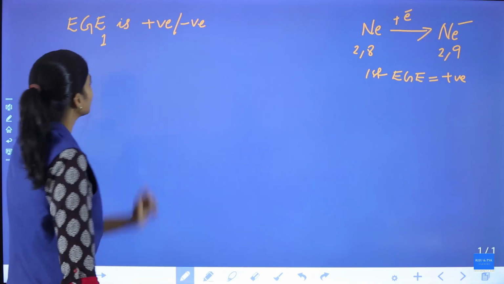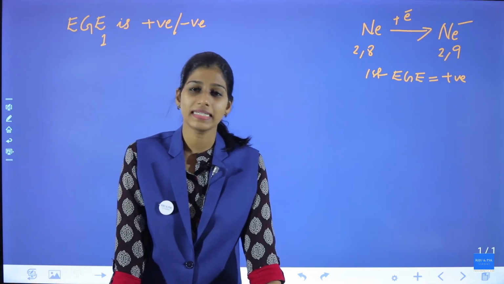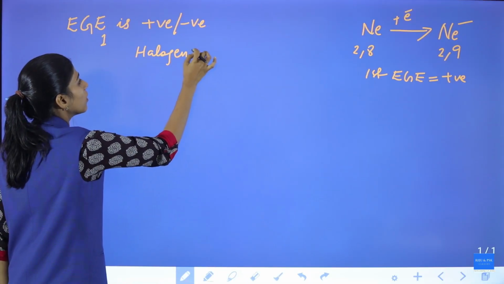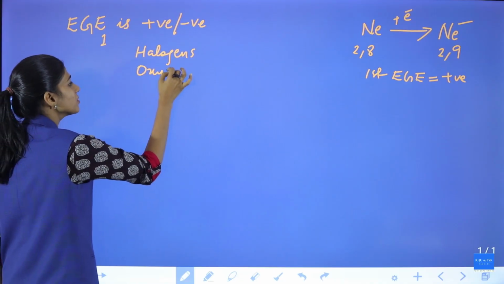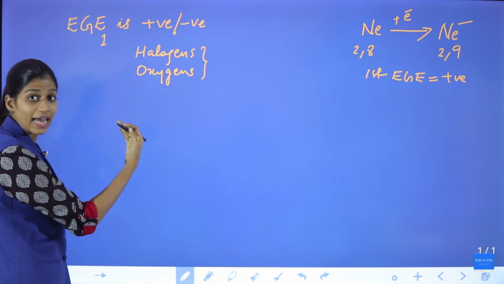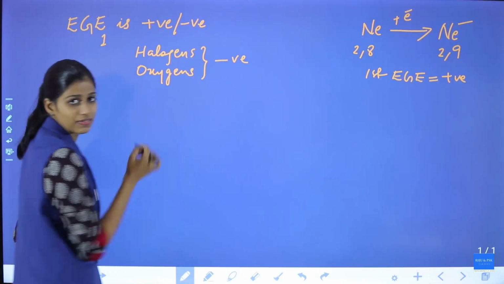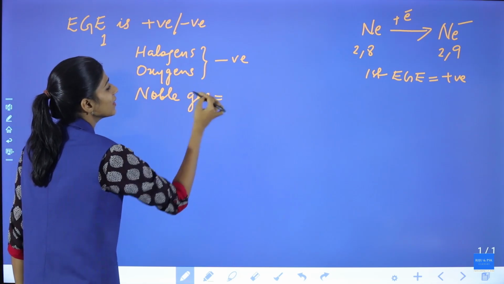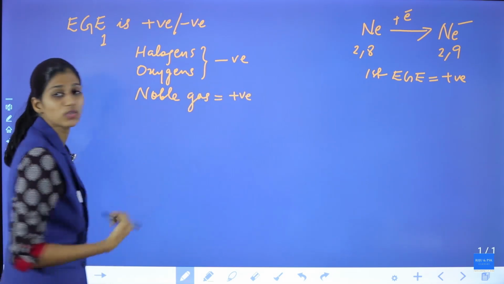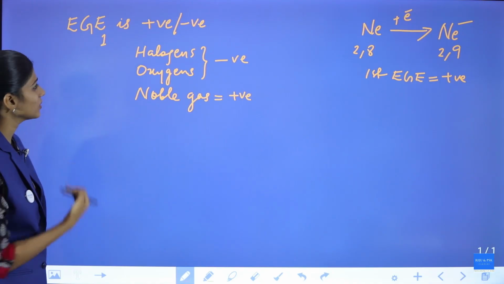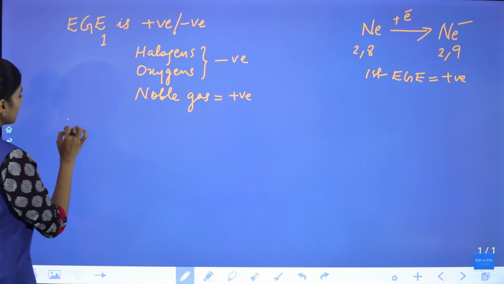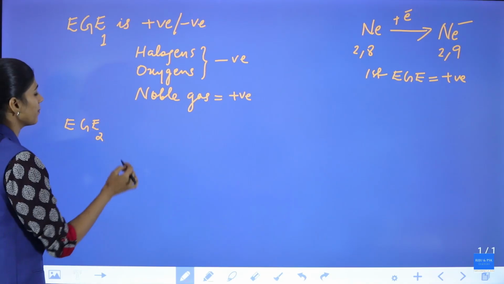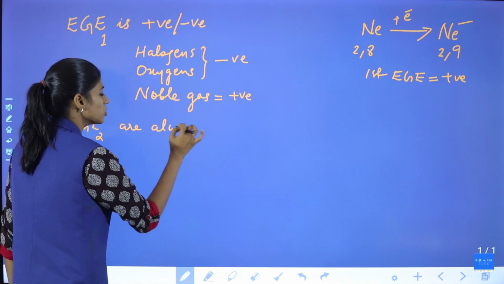Okay, so first electron gain enthalpy can be either positive or negative. Okay, so for example, when you consider halogens or when you consider oxygen family members, all of them are having first electron gain enthalpy which is negative. But when you consider noble gases, the first electron gain enthalpy is positive. You are forcefully doing this. Okay, so that is the first idea. And second, when you consider the second electron gain enthalpy, third electron gain enthalpy, all these are always positive.